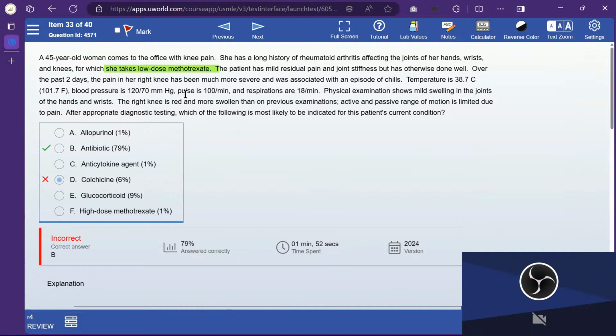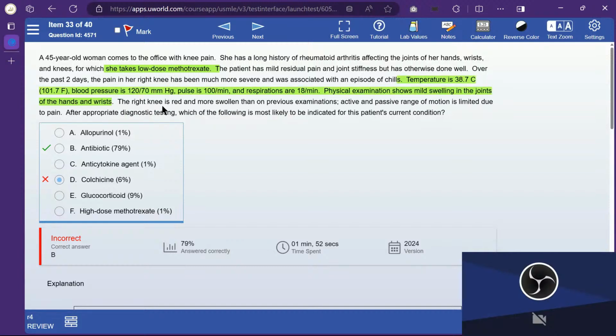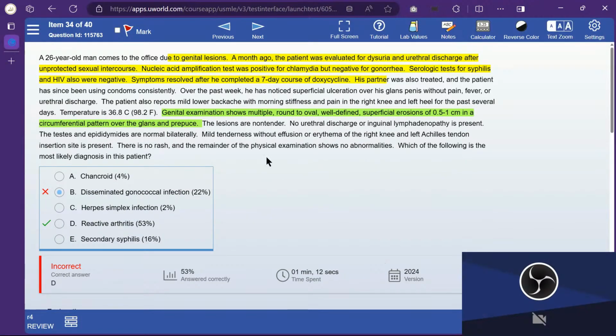Antibiotics in septic arthritis. Mild swelling of the joints of the hands and wrist. There is fever. The right knee is more swollen. Active and passive range of movement is problematic. So septic arthritis should be thought of.